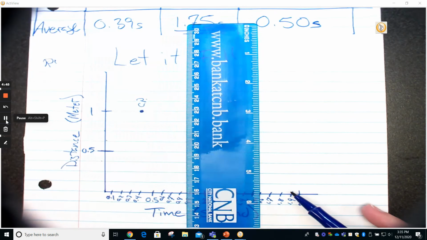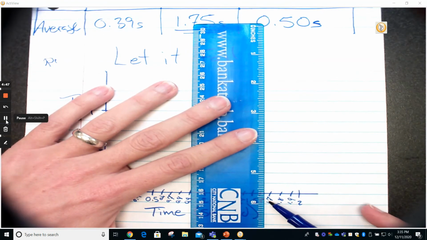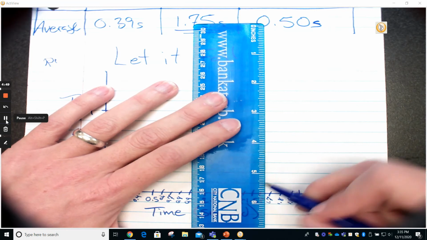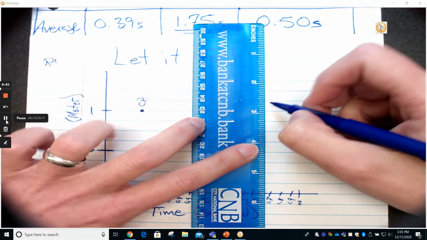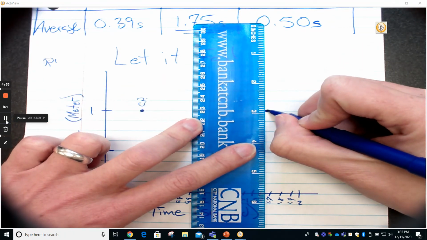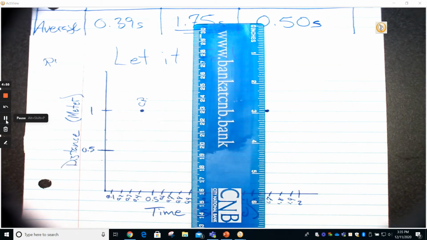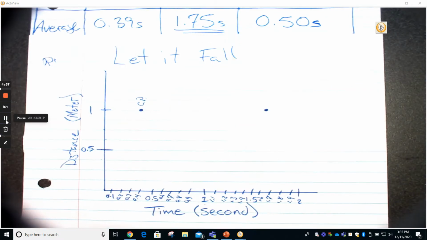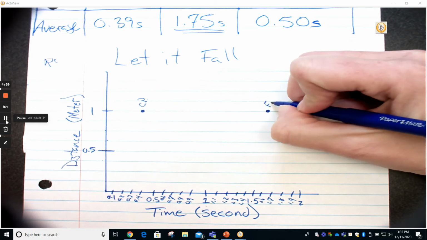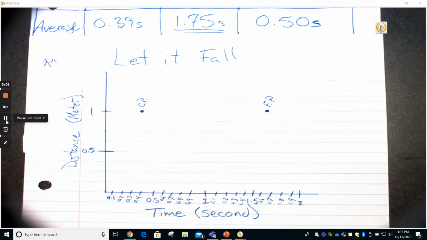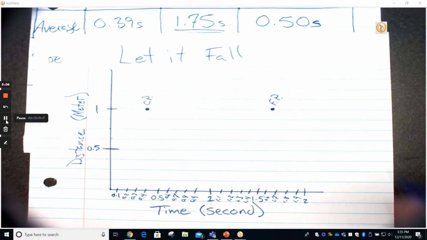So here I'm going to get my handy dandy ruler again. There is 1.75, and I'm going to bring it up, and I'm going to put a line at 1 meter right there. Okay? I'm going to label that one FP for flat paper, okay? Because that was for our flat paper.